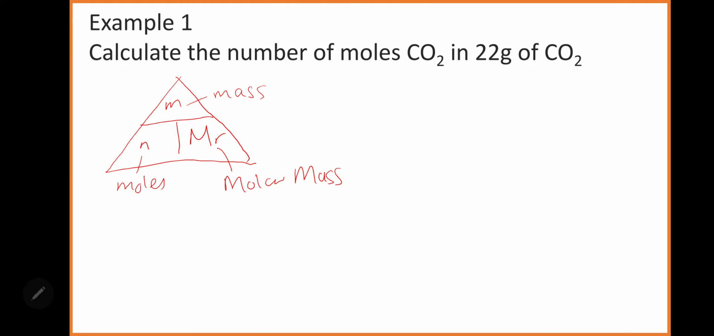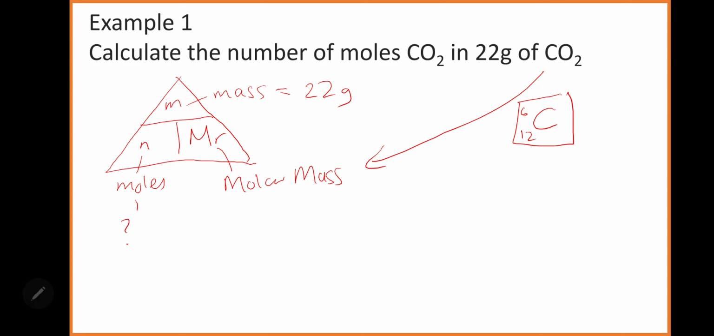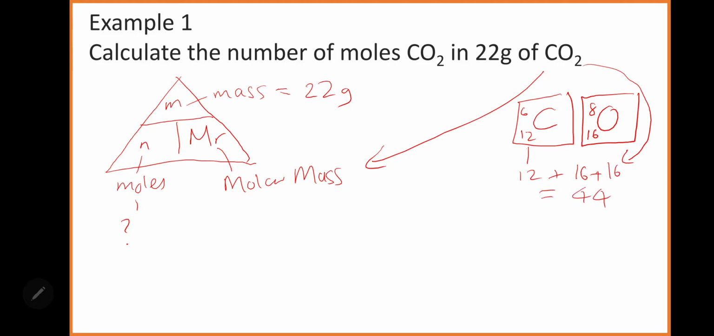So in this situation, we have a mass which equals 22 grams. We are trying to work out the moles, we don't know this, and the molar mass is of CO2. So how do we work out the molar mass? So first of all, look at the periodic table. You have carbon and you have oxygen, the two atoms involved. Now we have 16 and 8. So there's one carbon, so that's 12, plus there's two oxygens here. Okay, so 16 plus 16, this equals 44 grams.